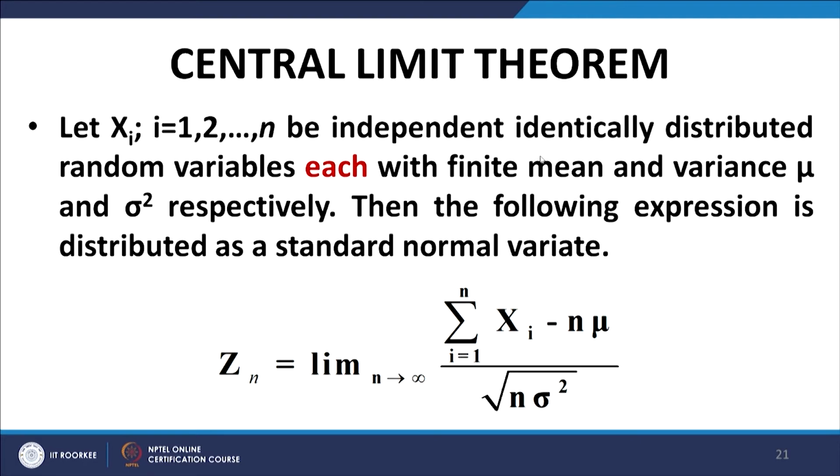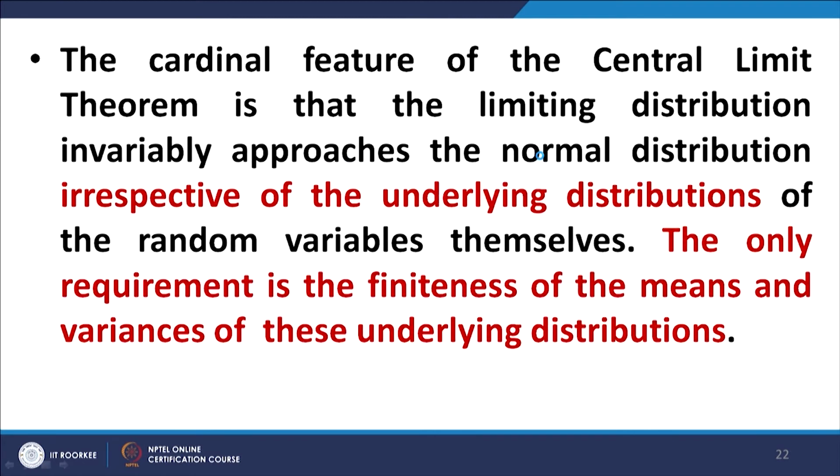The mean of each of them is mu and the variance of each of them is sigma square. Then the following expression z n, limit n tending to infinity, sigma x i, that is the sum of all the random variables, minus n mu upon under root n sigma square, tends to the standard normal distribution. This is a very important theorem. Let us look at it in more detail.